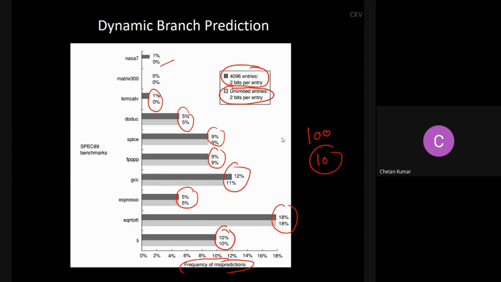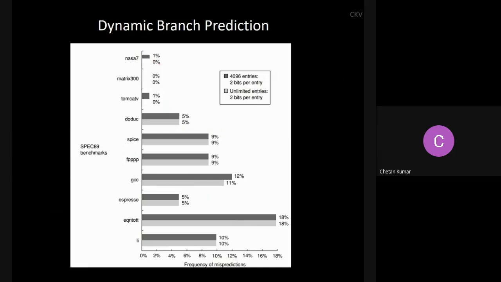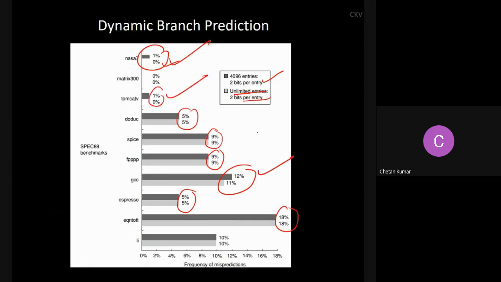Okay, so if you see here, I think maybe we are talking about misprediction. Sorry, it's my mistake. In cases where there is a difference, having unlimited entries is slightly better. Only slightly better. There is only 1% difference, but in all the other benchmarks, it's almost the same. Only in a few cases, this case and this case, having unlimited entries is slightly better.